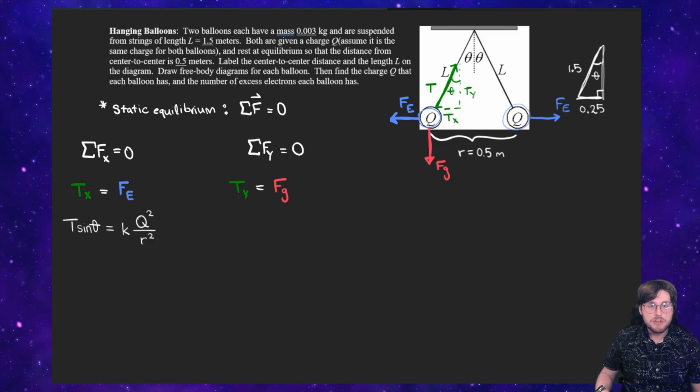Now the problem is we don't know what this tension is right here. We need to figure that out. And so because of that, we're not exactly able to solve for big Q yet. We're going to have to switch directions and see if we can get a way in.